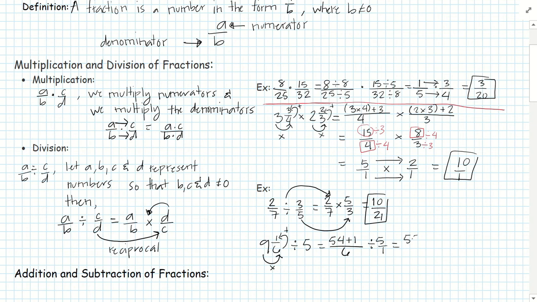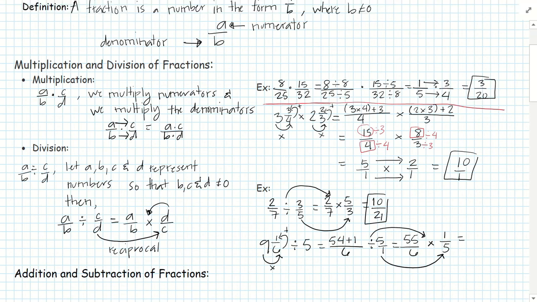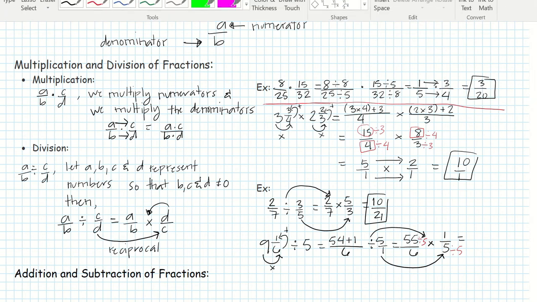This becomes 55 over 6 times 1 over 5. So maybe this 5 over 1 flipped, and that division became a multiplication. Now from here again, we want to find if there are any pair of numbers that we can simplify or reduce. Here I'm seeing that 5 and 55 are both divisible by 5. So then this right here will become 55 over 5, which is 11.